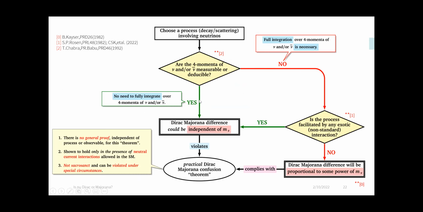If I summarize this as a flow chart: can the momentum of the neutrino be measured or deduced? If no, you have to integrate out, and this comes out. If there is any new physics, something exotic, then the PDMCT of Kaiser's paper comes out. But this is not the whole story. There is plenty of abundant information here. We have to find out some way to not fully integrate, which means you have to find some way to measure or deduce the neutrino momenta.